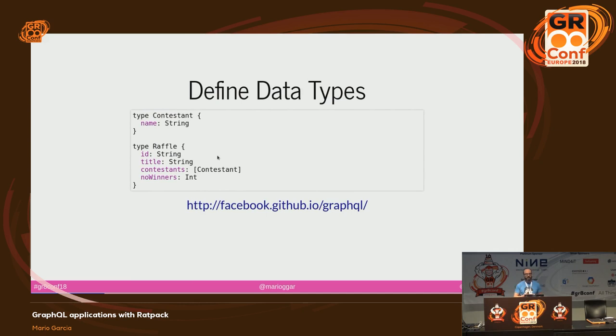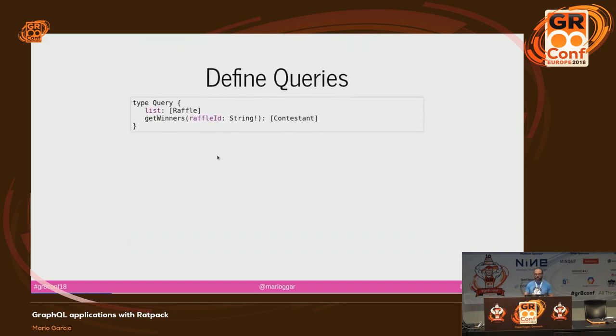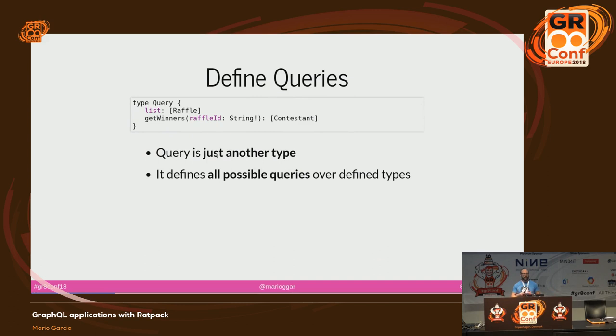An example of this: here we have some GraphQL data types. We have two of them, contestant and raffle. Those are two types that have several fields each of them. Okay? So that way we will be defining some types. Then we have to define the queries. As you may have noticed, a query is just another type that has fields. Those fields are all the possible queries that you can do using your schema over the defined types.